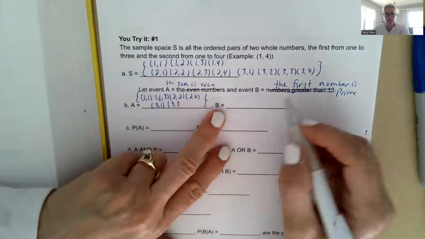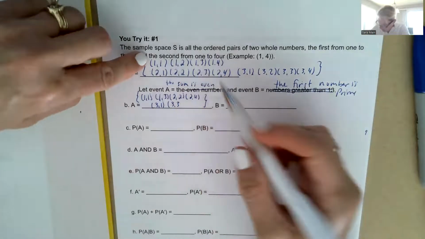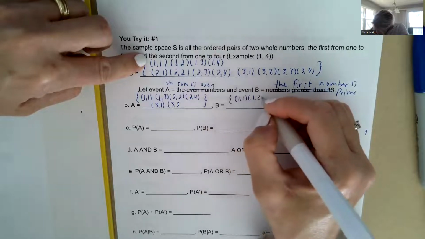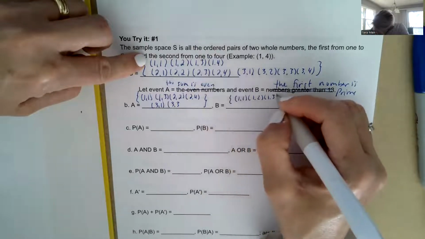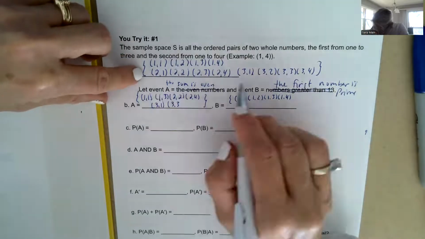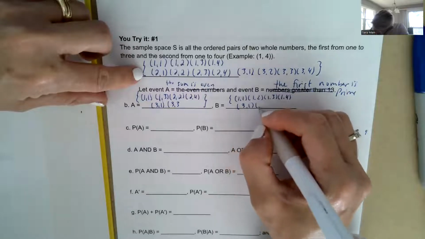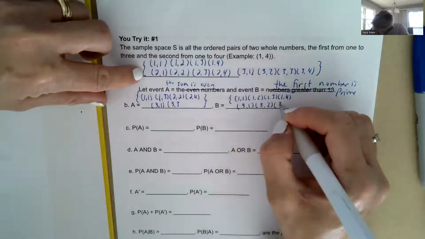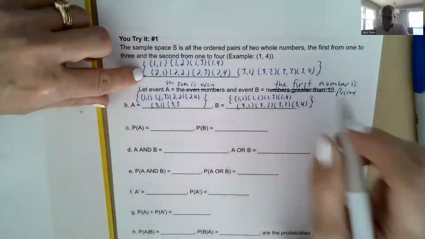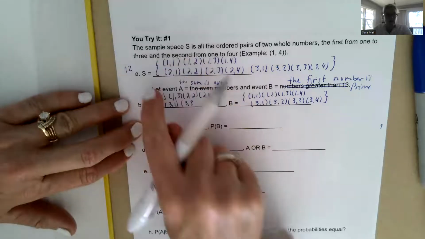And B is the first number is prime. So that would be all of the ones, because 1 is prime, meaning it has no factors other than 1 itself. All of the 2s are even, so they're not prime, and then all the 3s are included because 3 is a prime number. You have to think about that a little bit here. So there are 12 in S.